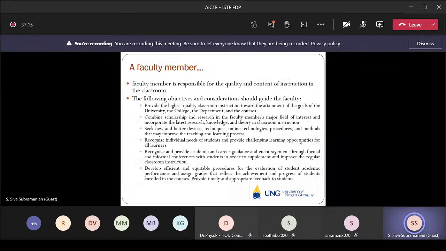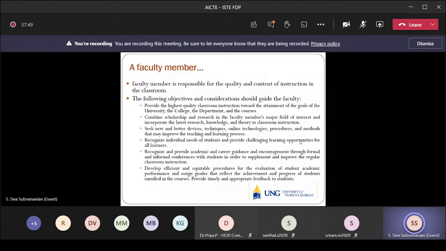As a faculty member, we are completely responsible for the quality and the content of instruction in the classroom. Hope you all agree to this. Whatever we do in the class, we are completely responsible. As a faculty, as an individual, when I take a course to my students of any department, I am the owner of the course and I am fully responsible. If something good happens, yes, I take the credit. When something goes wrong, yes, I should be there to take up the responsibility for that also.